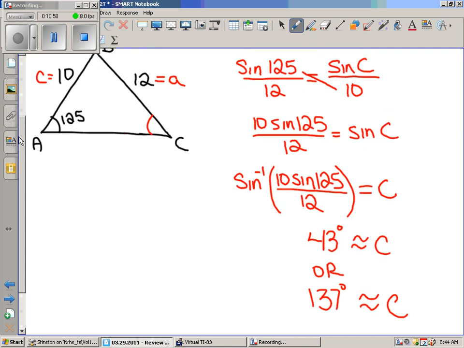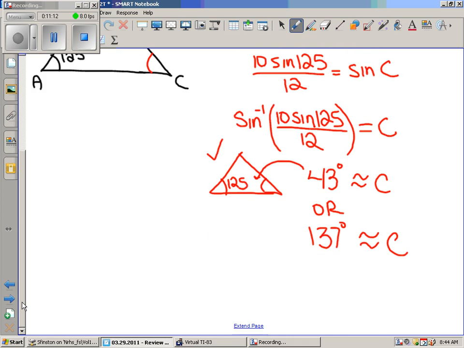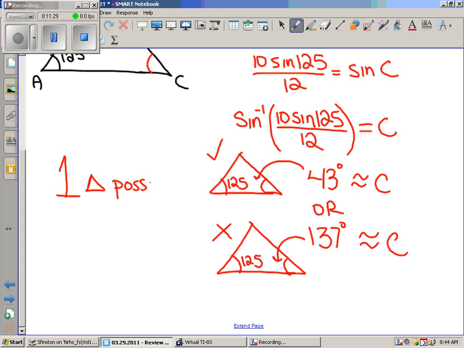The question is, do they both work? Well, if C is 43, look what happens. This angle's 125. This angle's 43, right? Does it work? Good. Take the other one, 137. You can already see it. This angle's already locked in place at 125. Can you fit 137 in here? Hell no. So how many triangles can be made? Just one triangle. How easy is that?